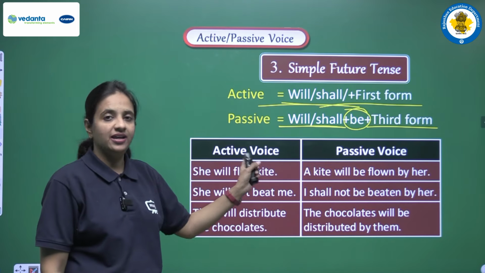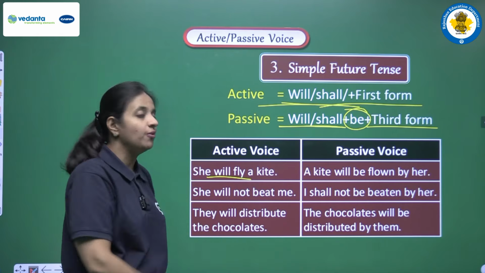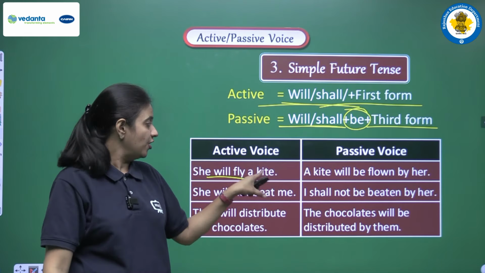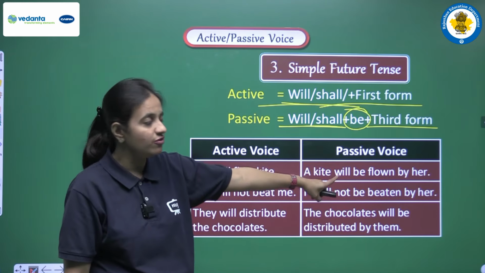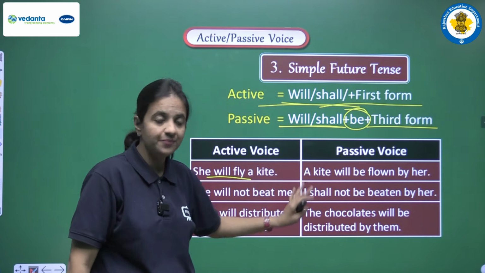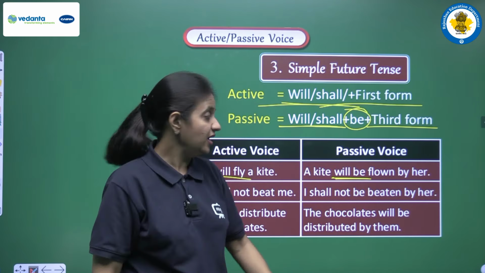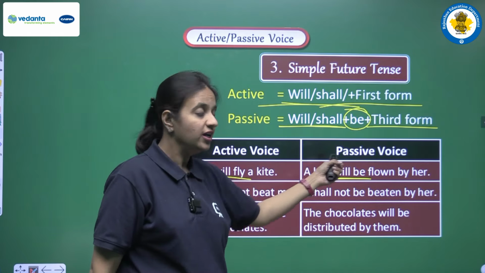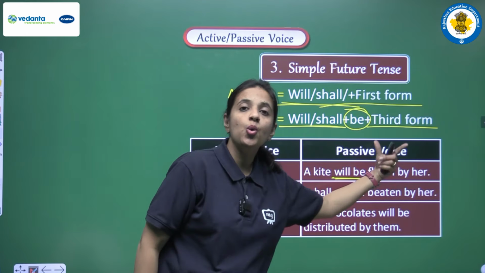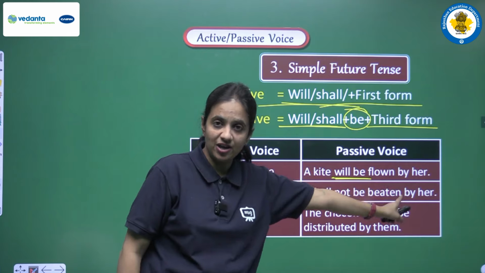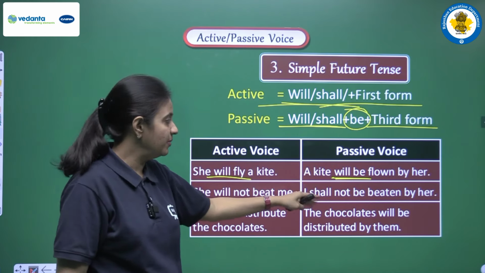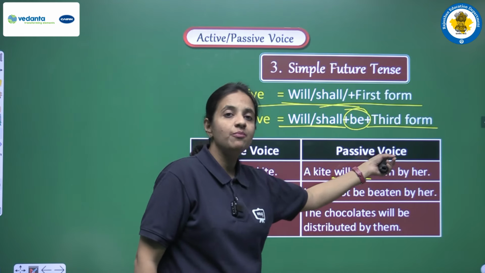She will fly a kite. Will plus first form, it means future simple tense. Object is a kite. So first of all we will write a kite. Okay, then our helping verb, it will be. Okay, third form of fly is flown. She, it will be converted to her, and we will add by also. So the passive voice will be a kite will be flown by her.